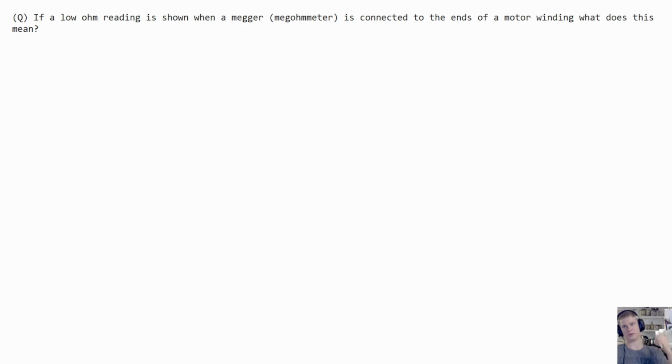Next, if a low ohm reading is shown when a megohmmeter is connected to the ends of a motor winding, what does this mean? Okay, and this one's really simple. So before I give you the answer, let's at least think about this one. You have your motor winding, you see that it has a low resistance. Okay, so if you had a high resistance, you obviously don't want that. So if it has a low resistance, what does it mean? And this would mean continuity. And this might make more sense in real life because you'd see a really low number and you think, okay, so there's continuity because there's a very low resistance. Okay, and then you see where I say meg ohm meter. So a lot of times this device is called a megger. It's MEGGER, and it's simply just an abbreviation for a meg ohm meter.